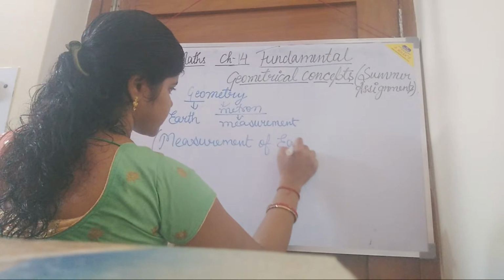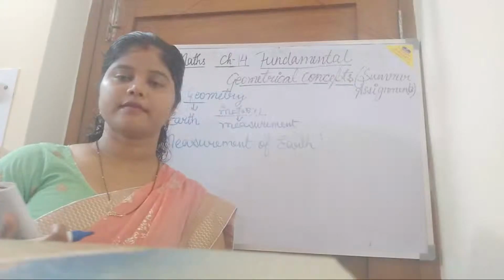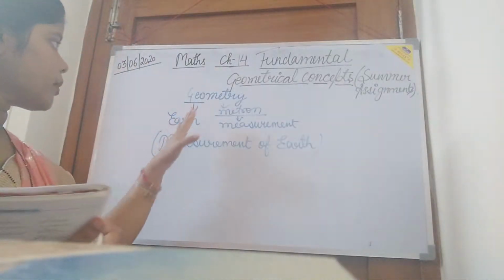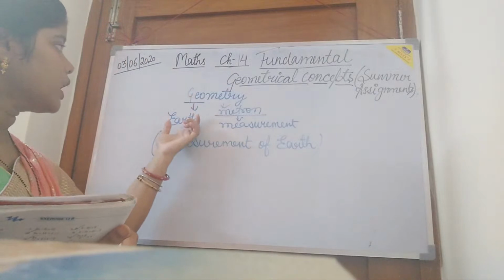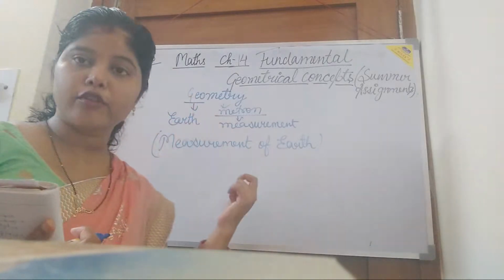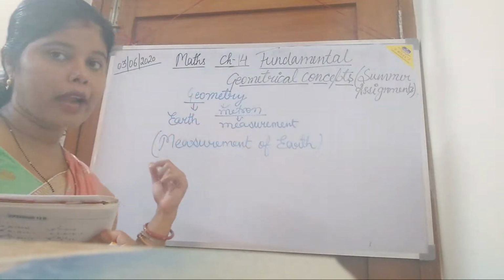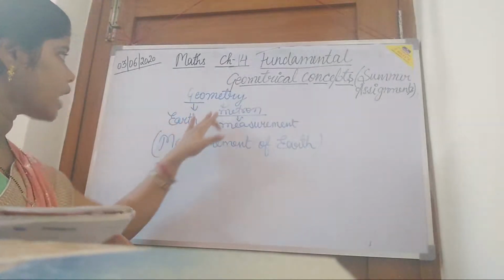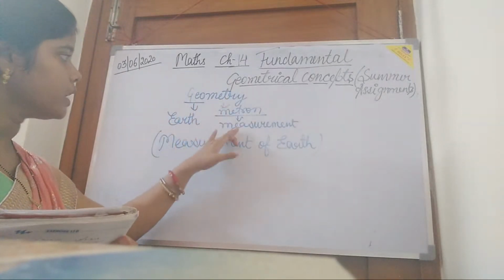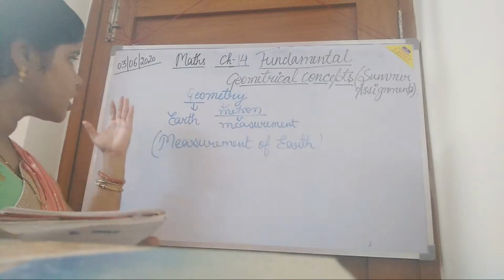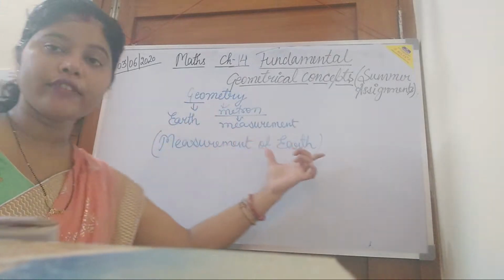So geometry forms with two words. Here geometry means geo word. It is taken from the two Greek words geo and metron. Geo means earth and metron means measurement. So geometry fully means measurement of earth.